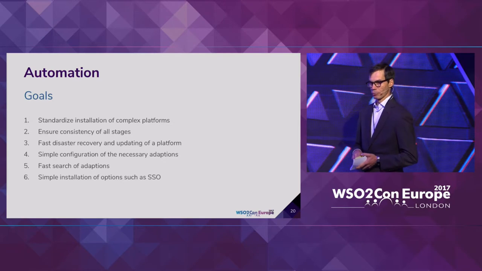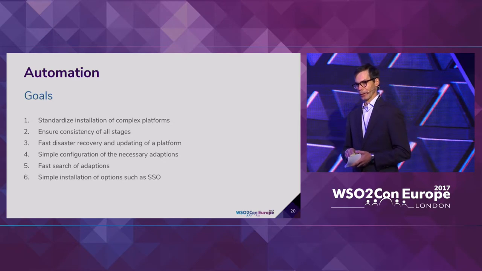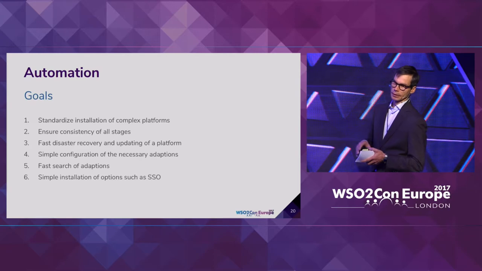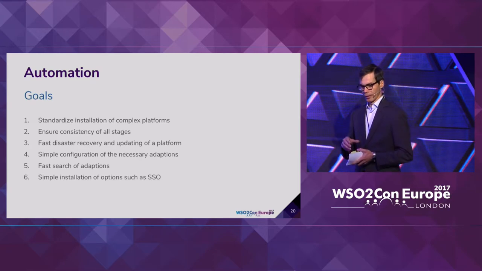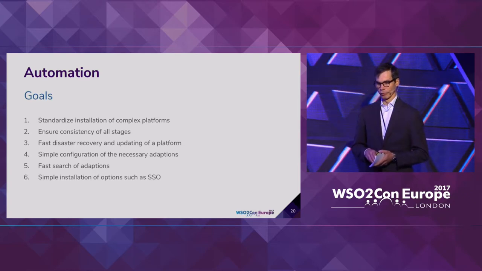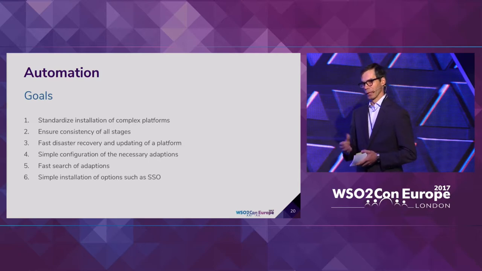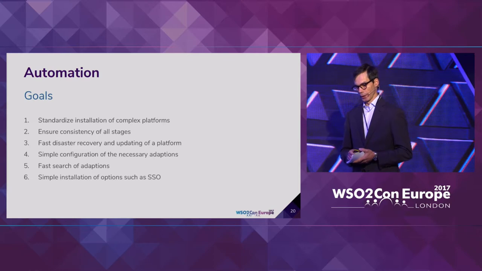Fast search of adaptations in files. So I told you we have more than 1,000. So it's important to be able to compare them, because all the products are similar, and that's why fast search is very important. And finally, simple installation of options such as single sign-on. So you don't need all the single sign-on for every platform. Sometimes you just need a base, and that's it.